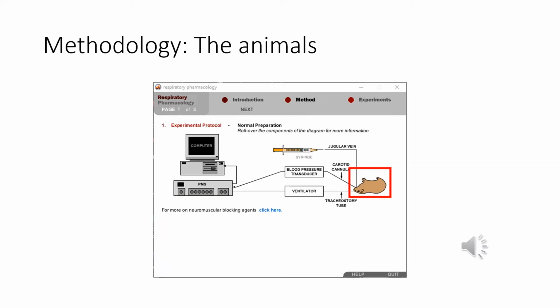Method. In this experiment, 400 to 600 grams of guinea pig were used. The animals were anesthetized and given a neuromuscular blocking agent. The anesthesia is achieved with a mixture of pentobarbital 30 mg per kg and phenobarbital 100 mg per kg given intraperitoneally. A neuromuscular blocking agent, gallamine, 10 mg per kg is also administered intramuscularly.